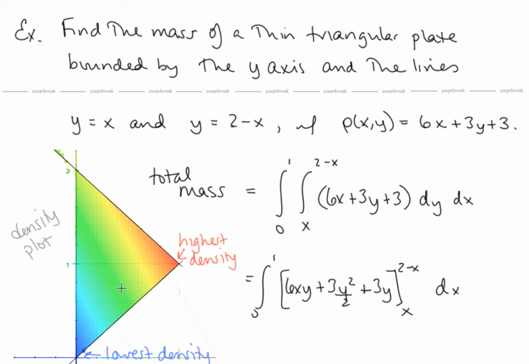So this density plot gives us an idea of how the mass is distributed, and what we're looking for is a total mass for this thin plate. So we're integrating over this region the density function. So we'll take y going from x to 2 minus x, and then x going from 0 to 1.